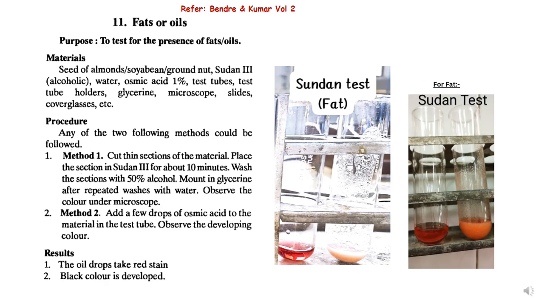So what is the first method to test it? We cut some sections of the material, place the section in Sudan 3 for about 10 minutes, and then we wash with alcohol and observe under the microscope. We see that the oil drops take a red stain. In the second method, we add a few drops of osmic acid to the test solution, and if black color is developed, we see that fat is present.